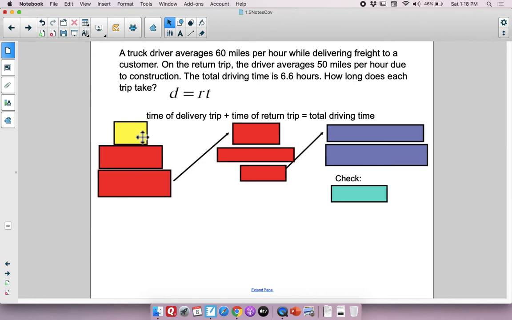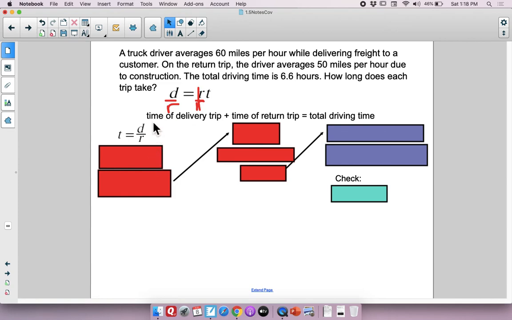So what you want to do is say, okay, the time for the delivery is equal to d over r, right? How did I get that? I divided both sides by r. Right up here, I divided by r. Here I divided by r, and those canceled, right? So I get t is equal to d over r, and I just flip the sides, okay?